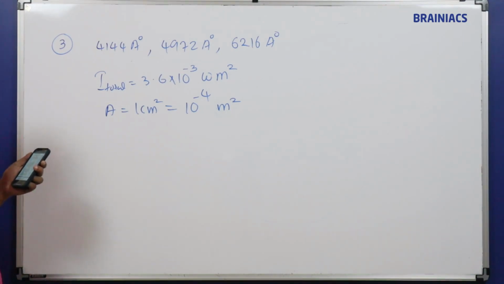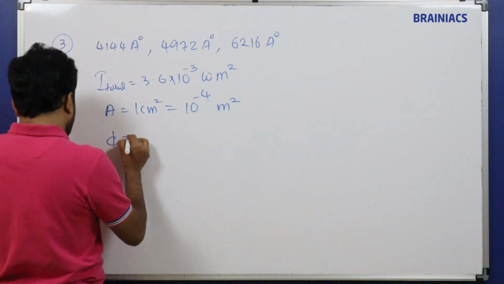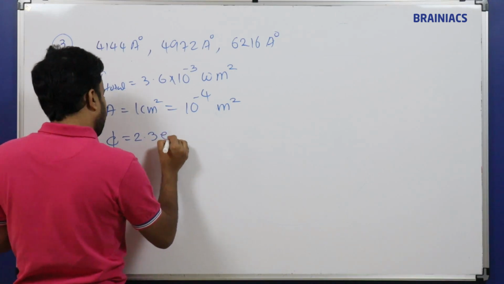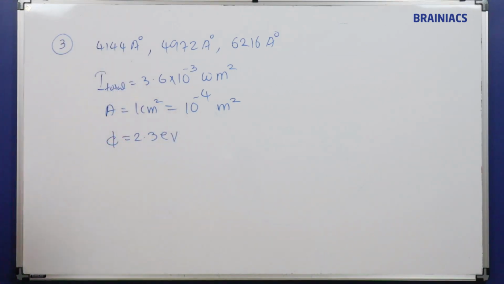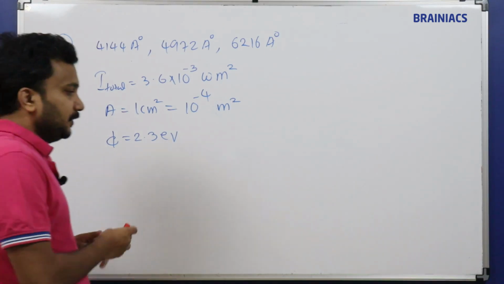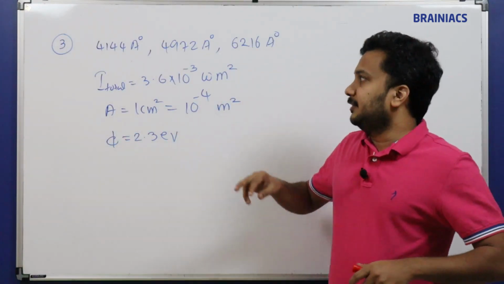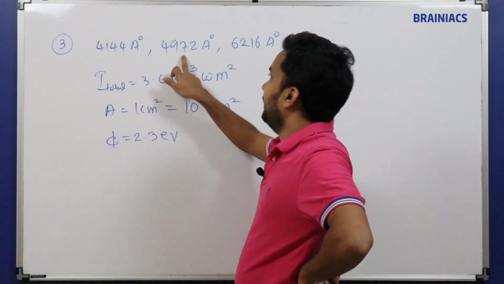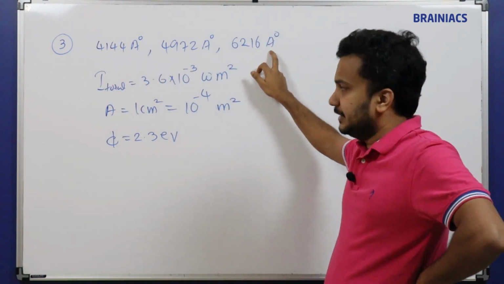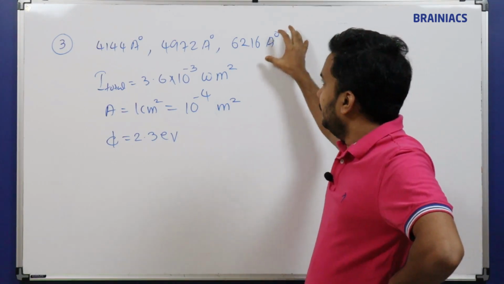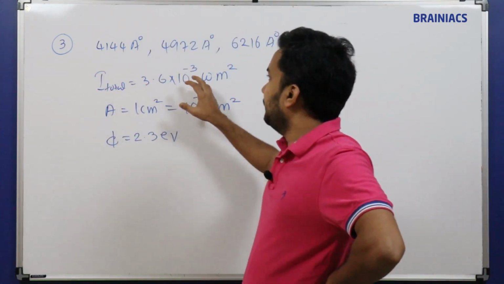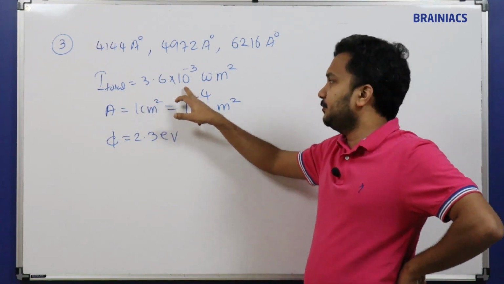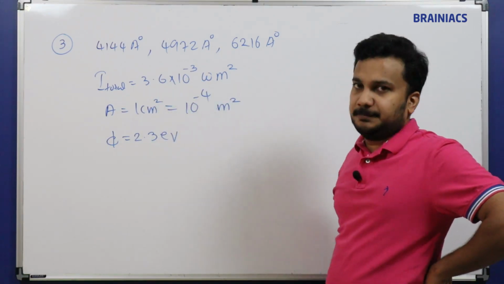Okay. So, we have one more parameter which is given, work function 2.3 electron volt. So, listen to the board very carefully. What is given? There are 3 lights, right? 3 lights in 3 wavelengths are given: 4144, 4972, 6216 angstrom. All these 3 together will have a total intensity of 3.6 × 10^-3 watt per meter square.